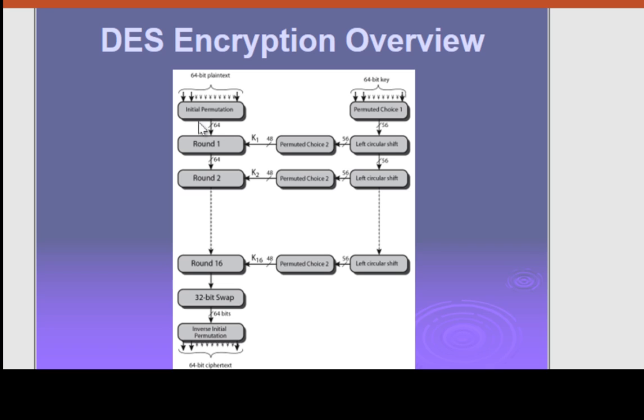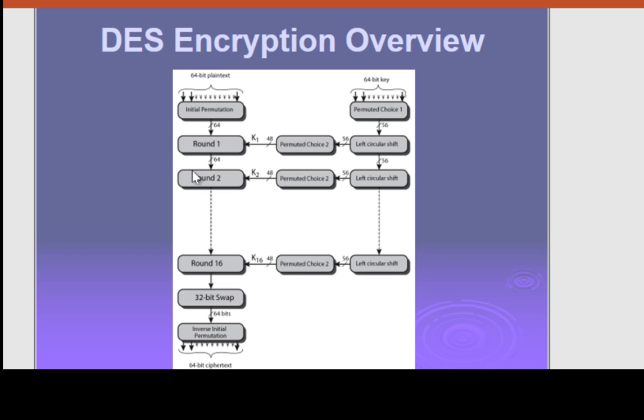This 64-bit block goes through the initial permutation, which is not there in the Feistel cipher. So the difference between DES and Feistel is that here we use an initial permutation and a final permutation, which are not in the Feistel, and the remaining things are almost similar to the Feistel. So the initial permutation is done for these 64-bit blocks.